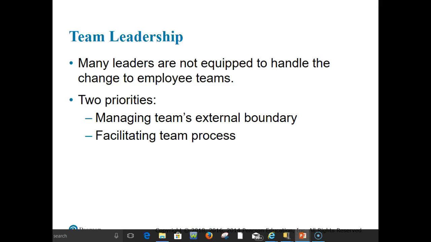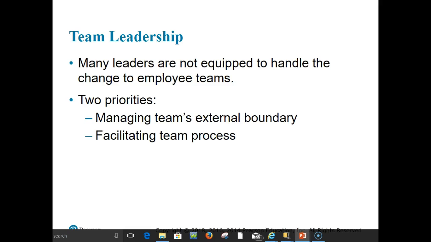However, a more meaningful way to describe a team leader's job is to focus on two priorities. The first one is managing the team's external boundary, and the second is facilitating the team process. And these priorities entail 4 specific leadership roles, which will be identified in Exhibit 17-5.